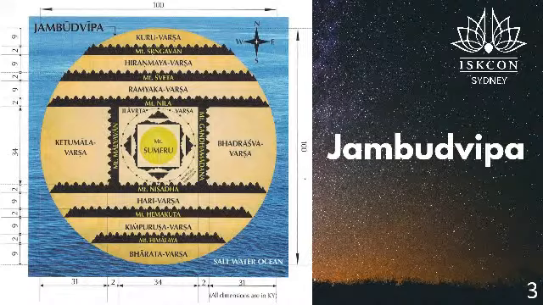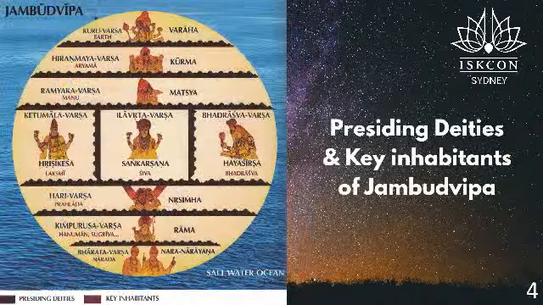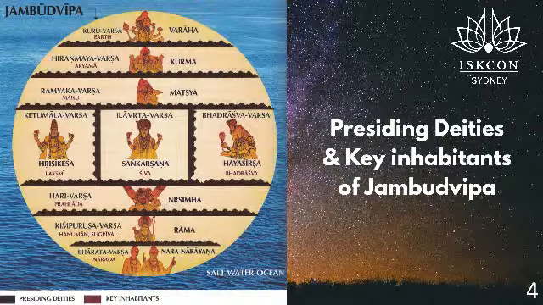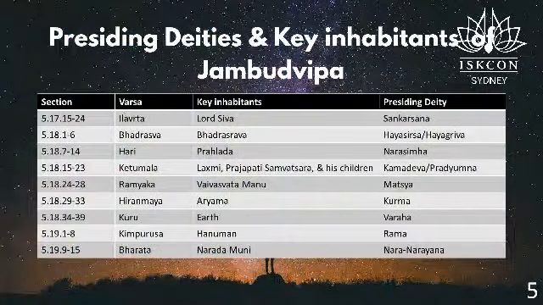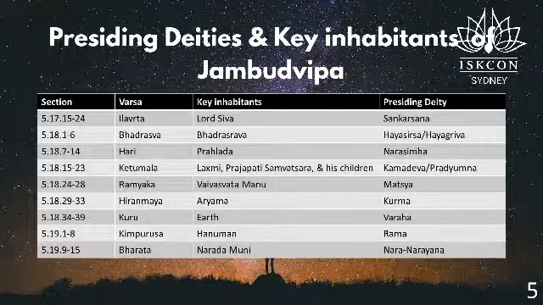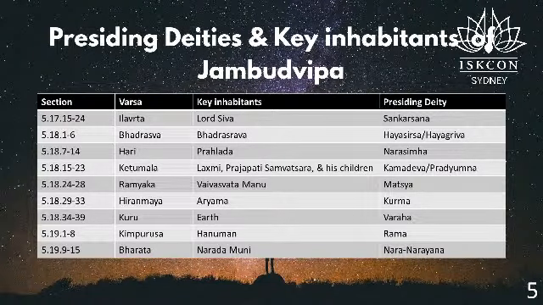The one that's of particular interest for us is Bharatavarsha. Presiding deity is Naranarayana Rishi. And the key inhabitant is Narada Muni. This is just the summary. Slide 5 is just the summary of the different varshas, the key inhabitants, and the presiding deities. And it also gives the section of the 5th canto of Srimad Bhagavatam, where you can go through the different prayers that have been offered by these key inhabitants in the respective varsha.